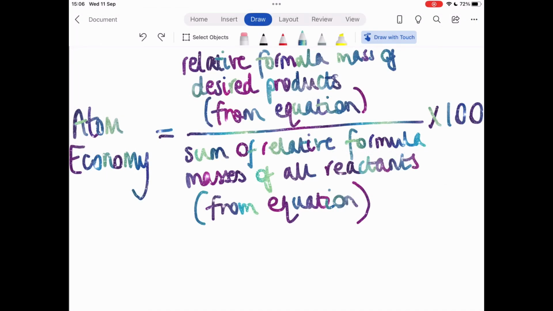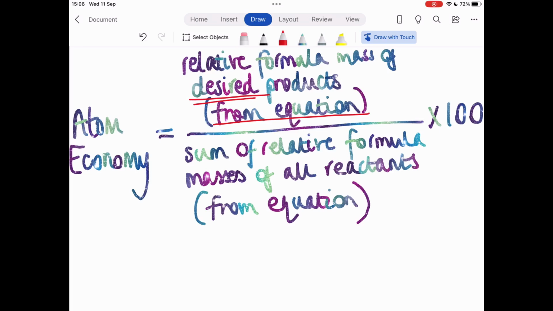Before we tackle the question, this is the formula you will need. It's great if you can remember this formula. So atom economy is a percentage and it's worked out by the relative formula mass of desired products divided by the sum of relative formula masses of all reactants, and all of this is multiplied by 100.